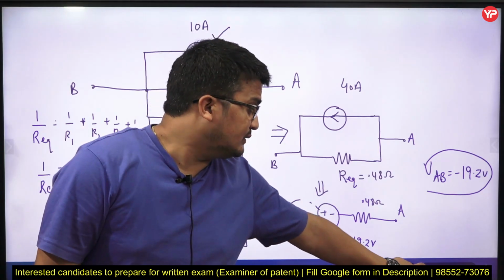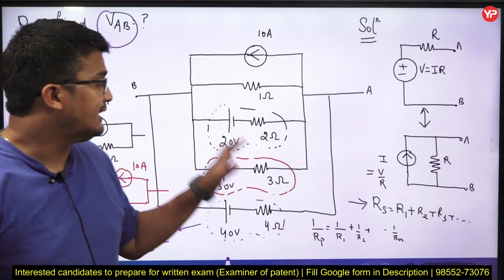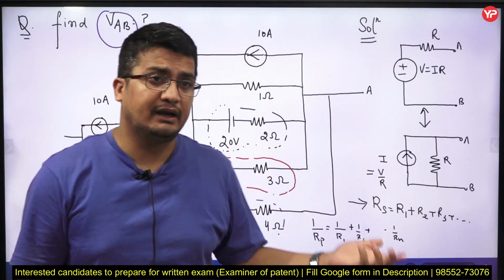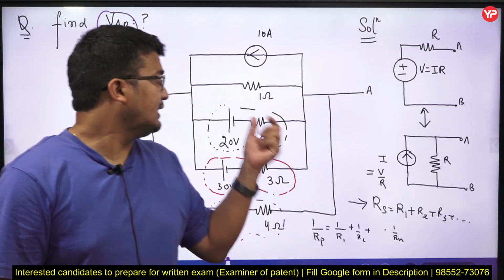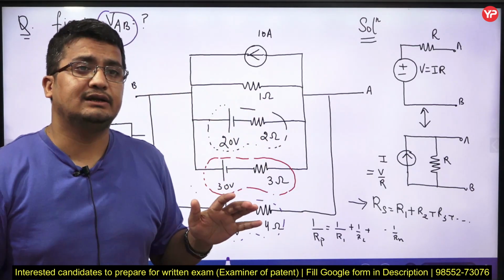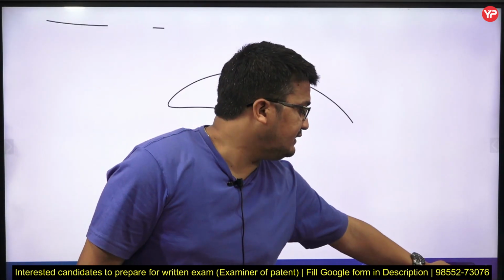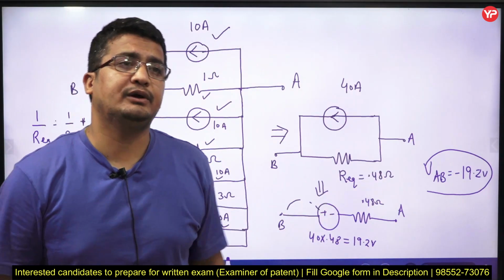So this answer you can calculate by using nodal analysis also, that you can do as a practice if you want to solve the same question by using the nodal, right? You can take any particular node and apply the nodal analysis. So the final answer for VAB is minus 19.2 volt.